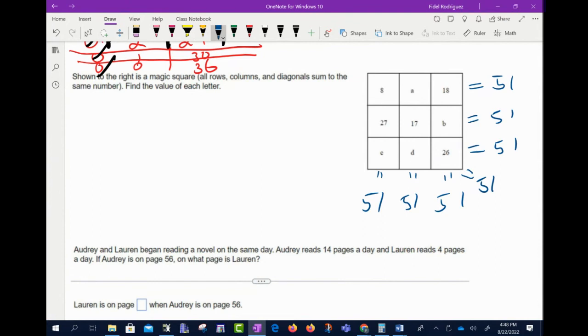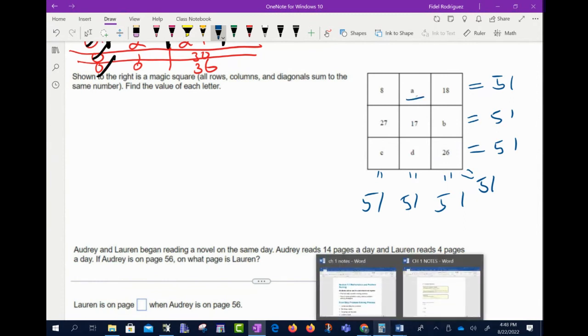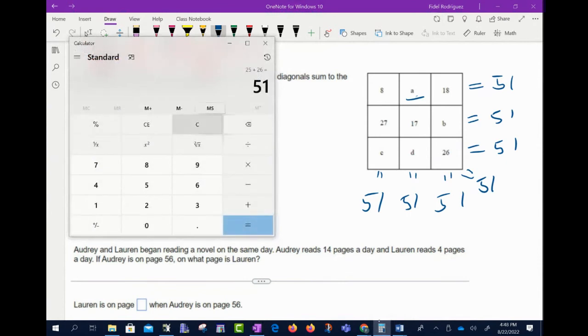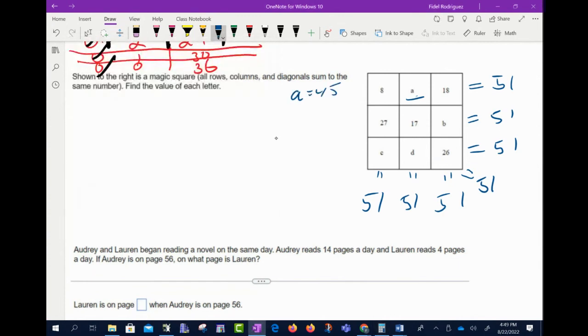What we're trying to do is find the value of the missing letters. Okay, so if I wanted to find the value of A, what would we do? We would say, look, let's take 8 plus 18. So we'll clear this out. 8 plus 18, that's going to be 26. Okay, so we're going to take 51 minus 26, and that's going to leave me with 45. So A is going to be 45.